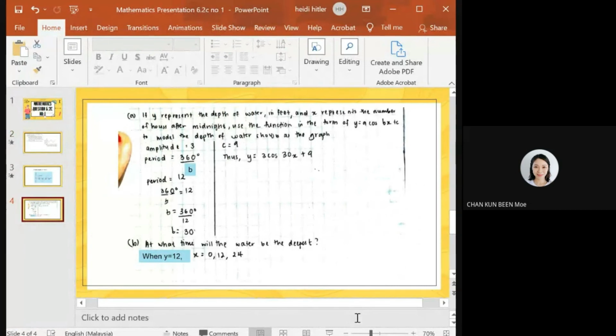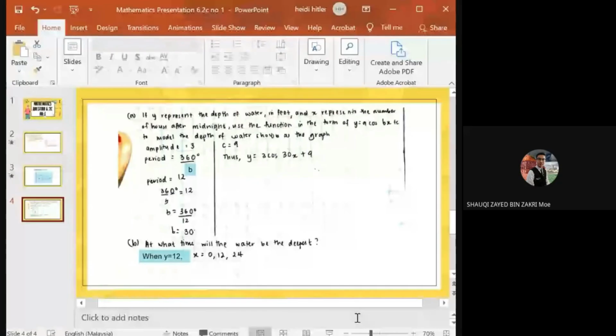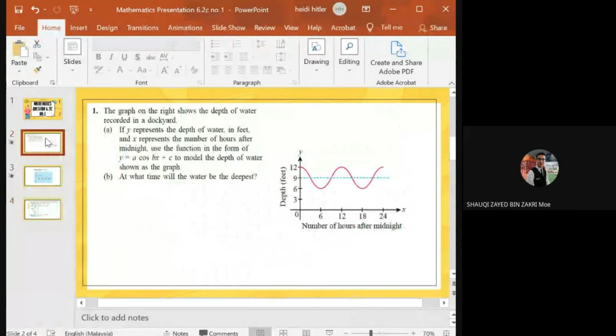Any question, class? No, crystal clear. I actually have a question, not on the working, but maybe on the question itself. If the question asks what time, then it is supposed to be the time, right? Because the graph there shows how many hours after midnight. But in the question, they didn't say what time.